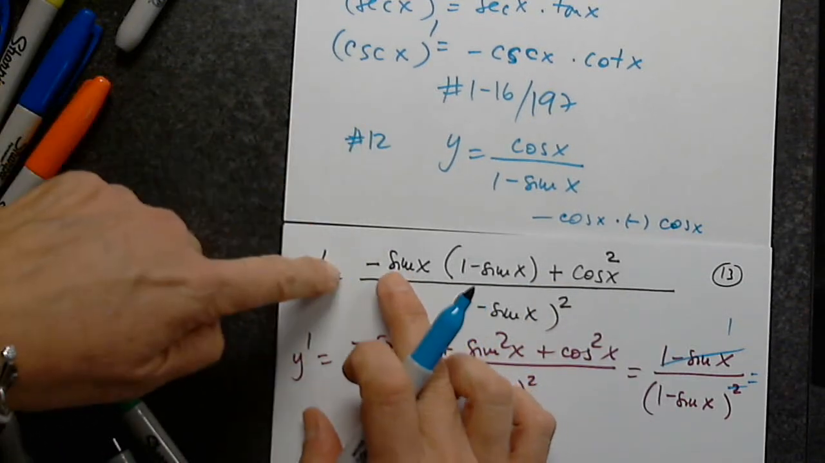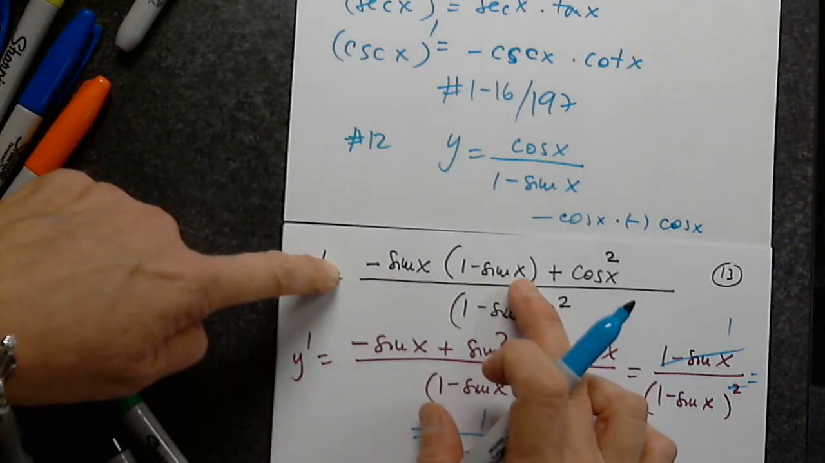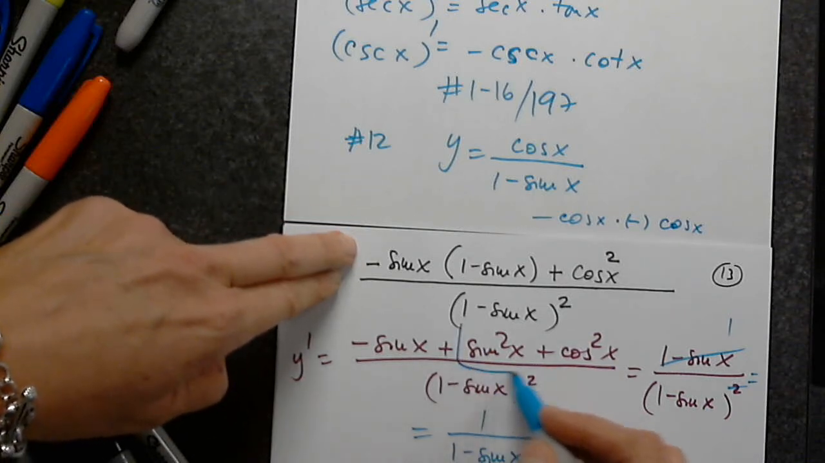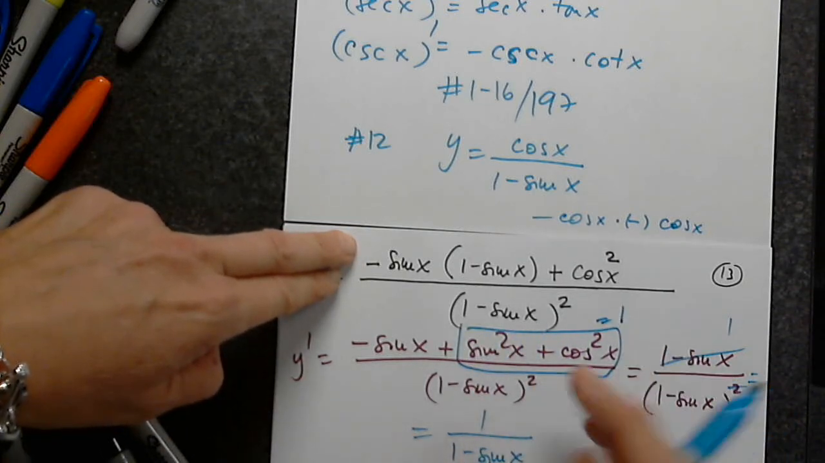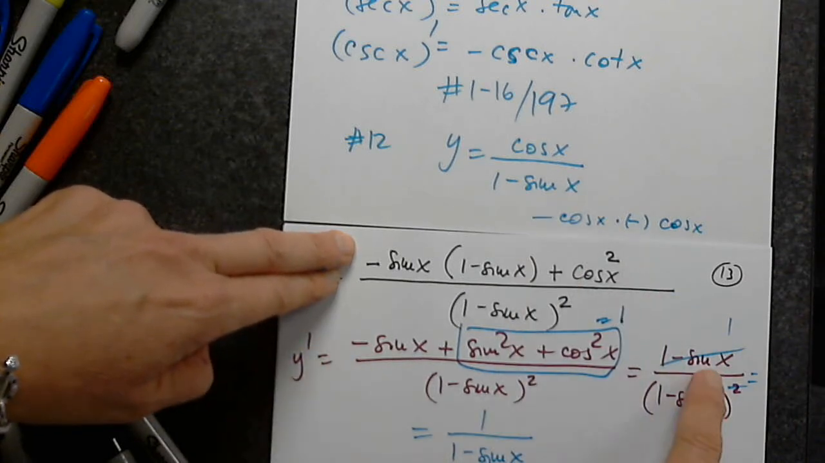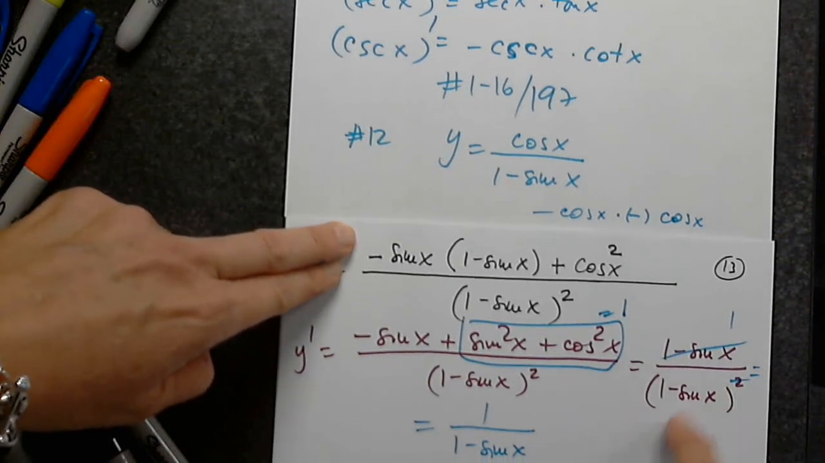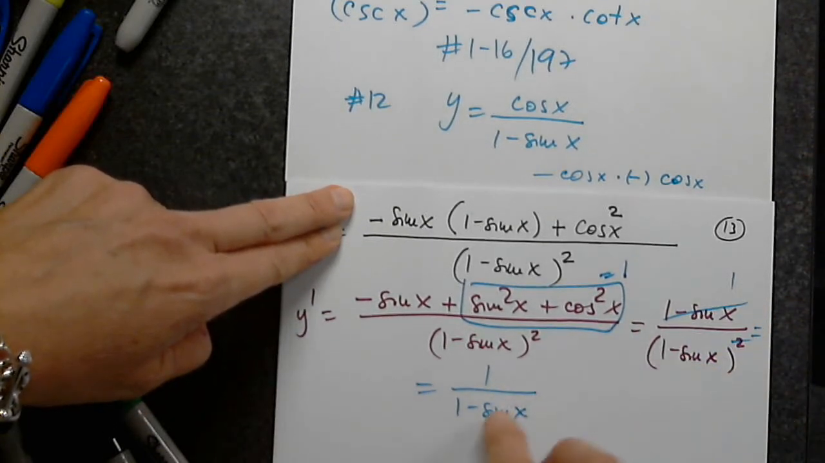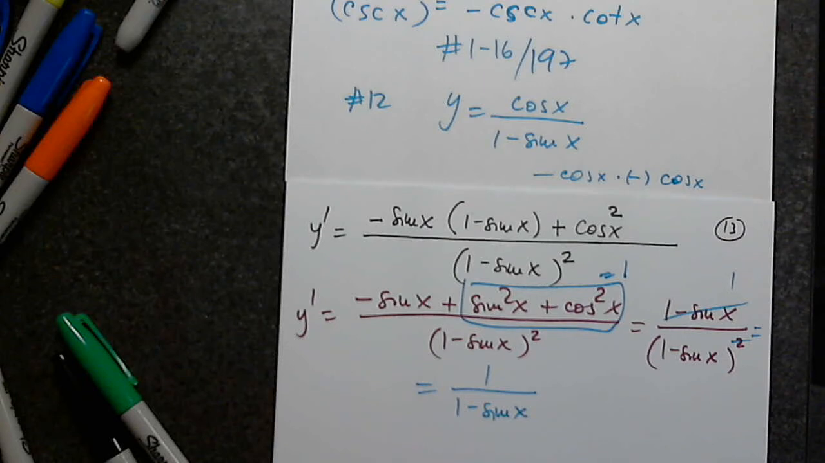Now I distribute negative sine x to 1 and negative sine x to negative sine x, and I copy cosine squared. Now this piece equals 1: sine squared plus cosine squared equals 1. And I rearranged it as 1 minus sine x, just because I wanted everyone to notice that 1 minus sine x with 1 minus sine x from the bottom go away. So that's why the numerator is 1 and the denominator just 1 minus sine x. Is that better? Yes. Very good. Questions?